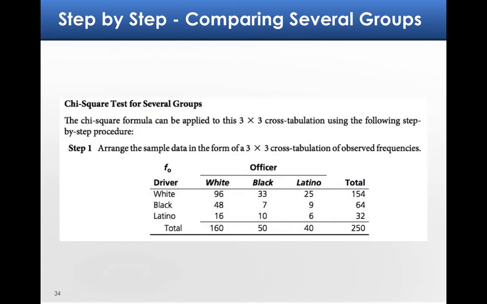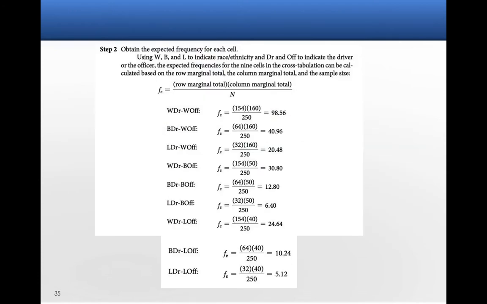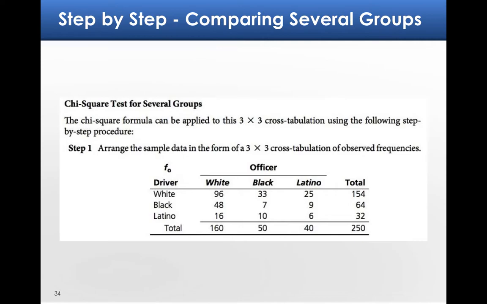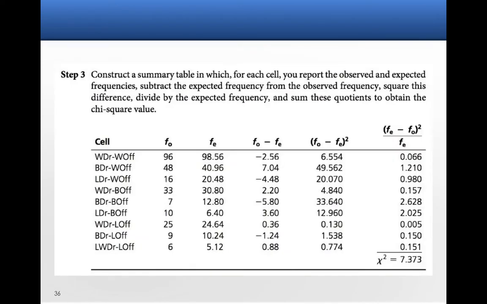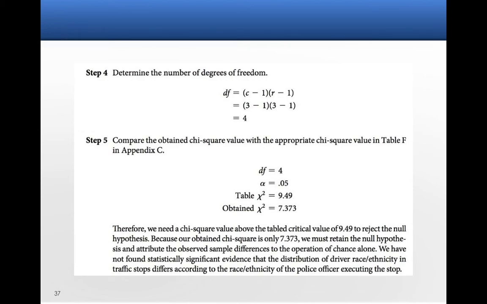What do we do when we have several groups? So here we've got a 3 by 3, white, black, Latino. We're going to do the same thing except now we have 9 cells. So here's our calculations. Here's our table again, and we get a chi-square of 7.373. The table value is 9.49, so we cannot reject this null hypothesis.